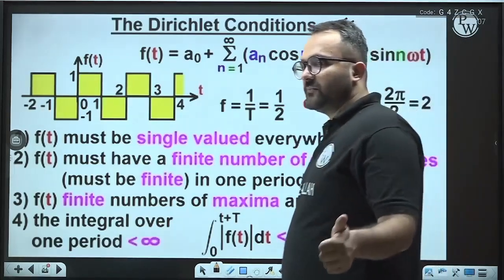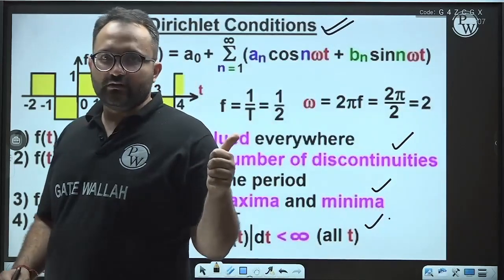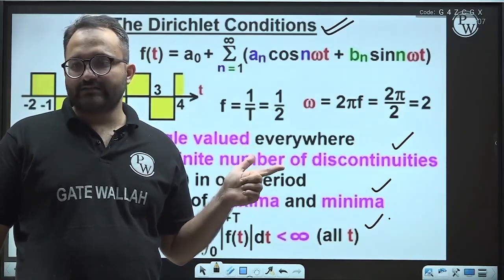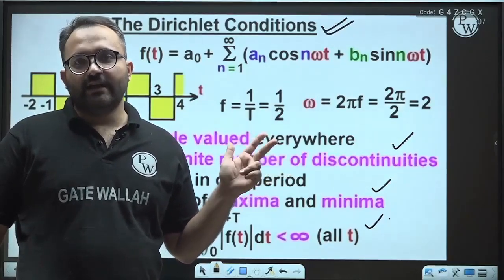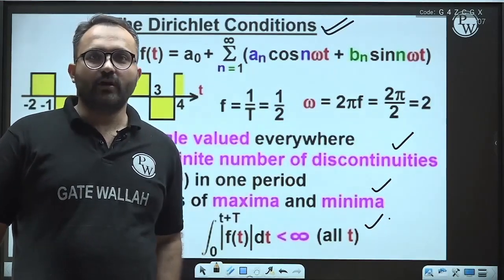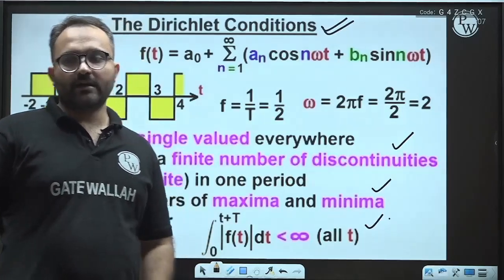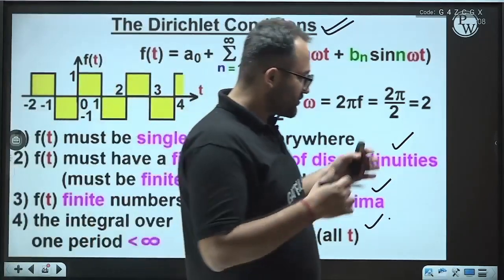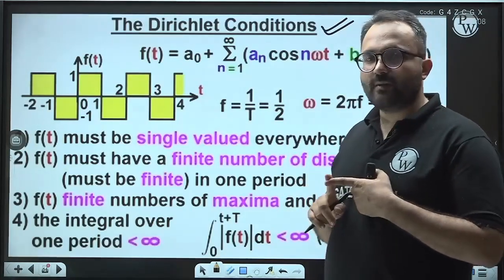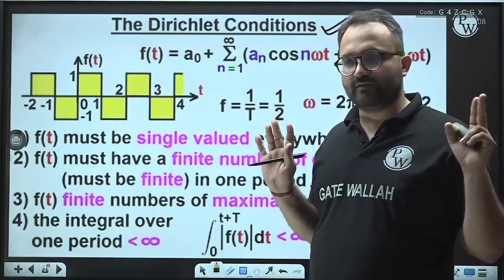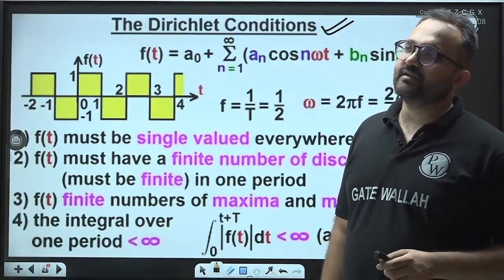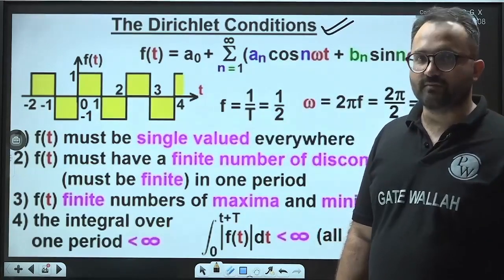So 3 things you have to remember. The signal has a finite number of discontinuities over a period, a finite number of maxima and minima, and is integrable over a period. If a signal follows these 3 conditions, then the signal can be converted into a Fourier series. Okay. So these are the Fourier series concepts, the properties and all the symmetries. For the GATE exam, you have to remember the symmetries and the properties. Questions are asked from the symmetries and properties only, and for triangular signals you have to use the differentiation property and so on.